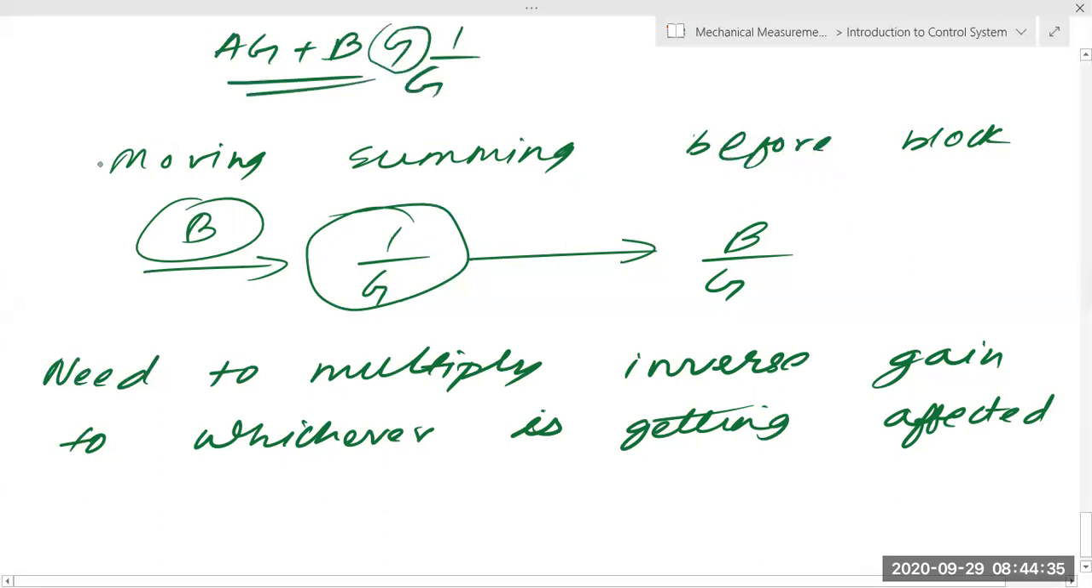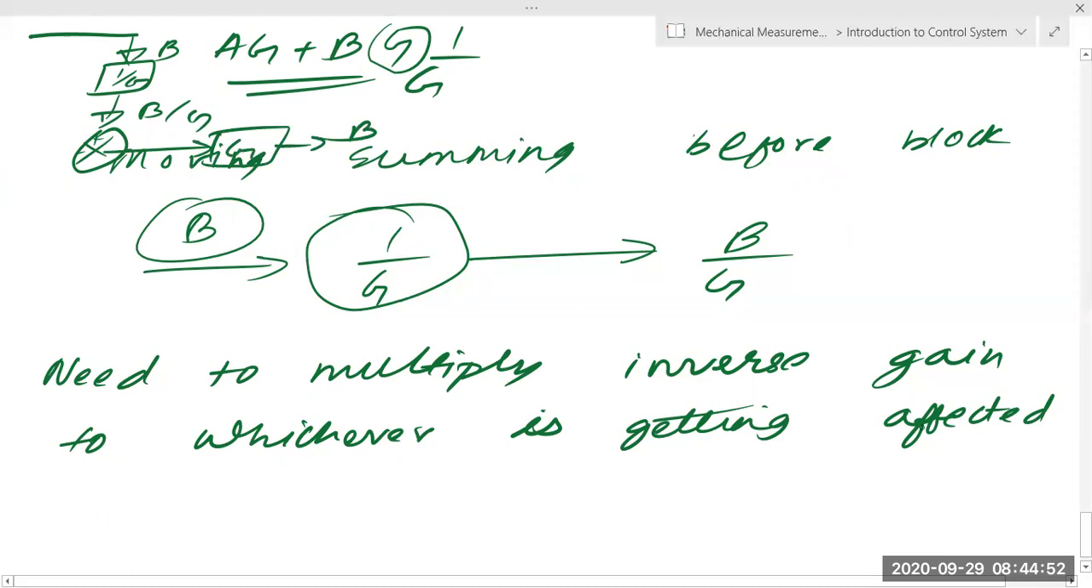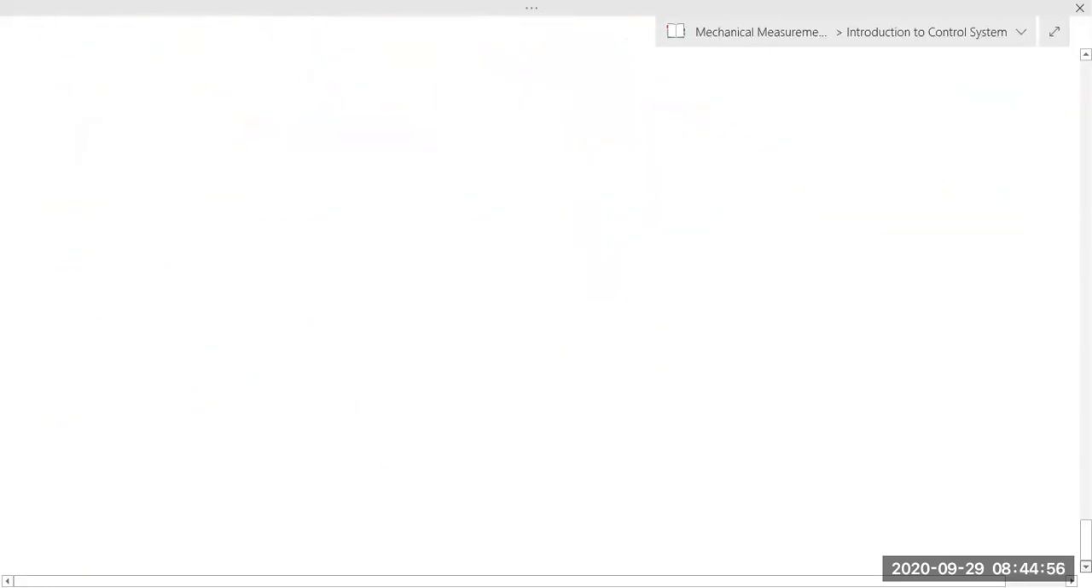And how do we multiply? Wherever is the signal, we will give it a block 1 by G, and then the signal will come to the summation point. Then automatically this will be B by G, and when it gets multiplied by another G, it will give me B. That's very important. So this is my rule 6. Just about to end. This is very simple.